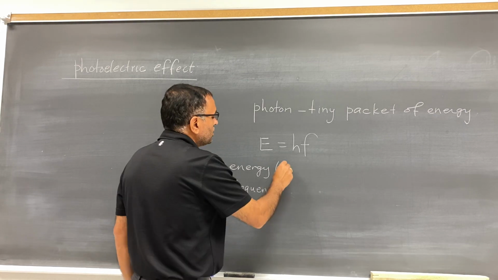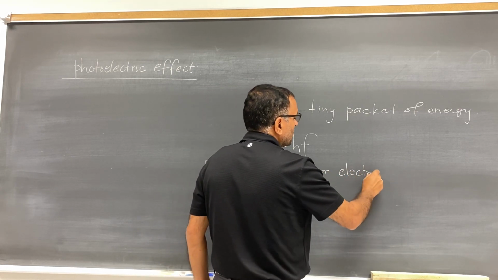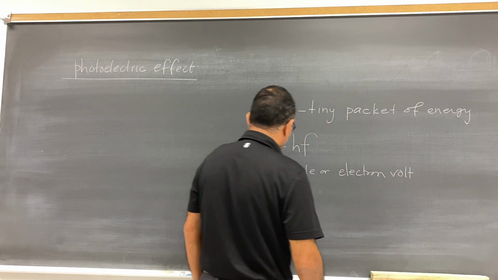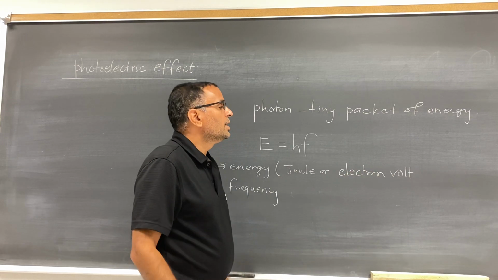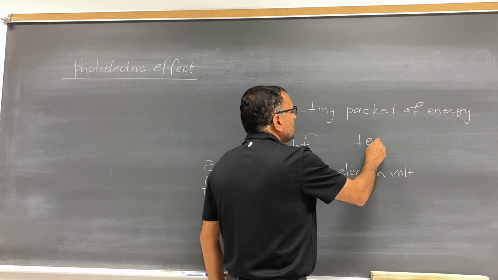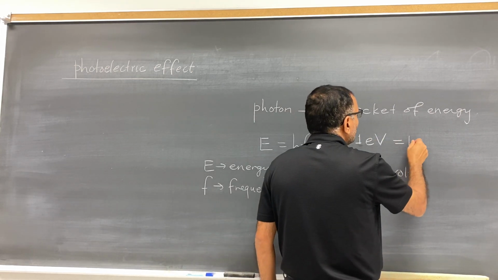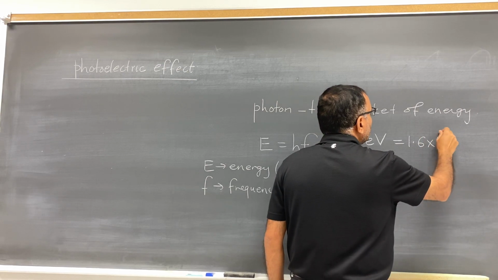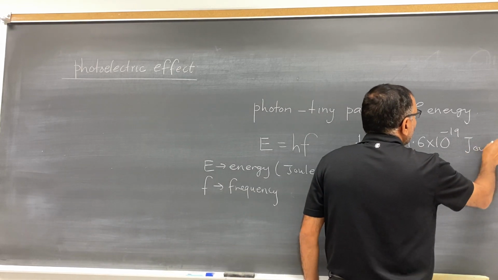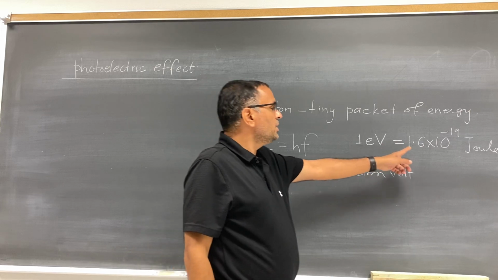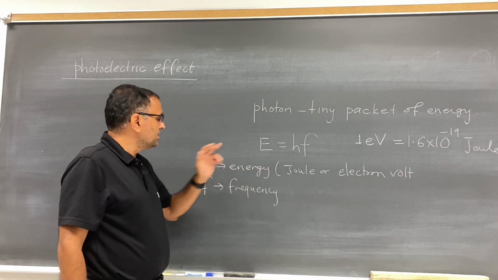Energy, you can use either joule or electron volt also. The unit of energy is joule, or in modern physics, people use electron volt. 1 eV is equal to 1.6 times 10 to the power negative 19 joule. If you want to convert electron volt into joule, you have to multiply by 1.6 times 10 to the power negative 19 joule. So here E is the energy, F is the frequency.